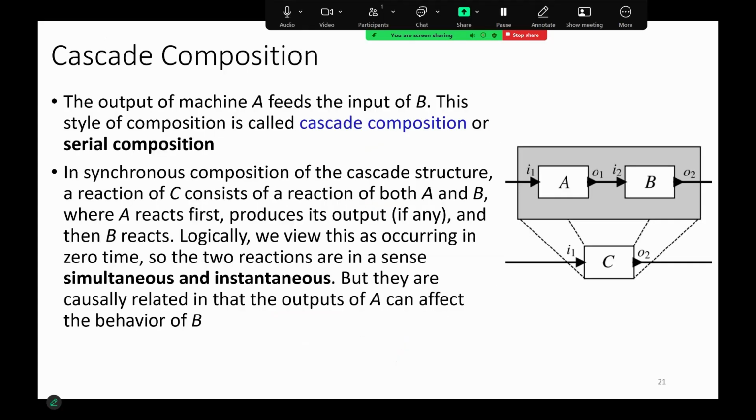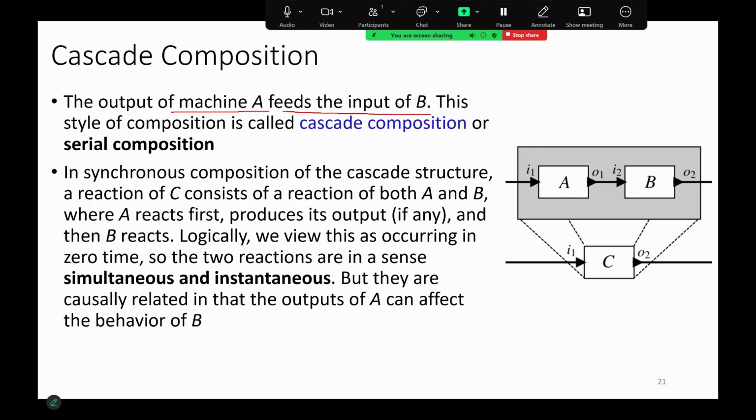And then I would like to define the cascade composition, which means the output of machine A feeds the input of B. This style is called cascade or serial composition. And in synchronous composition of cascade structure, a reaction of C consists of both A and B. When A reacts first, it produces its output, if any, and then B reacts.